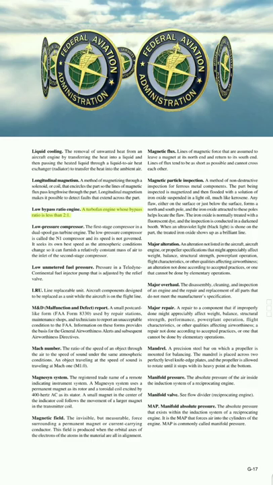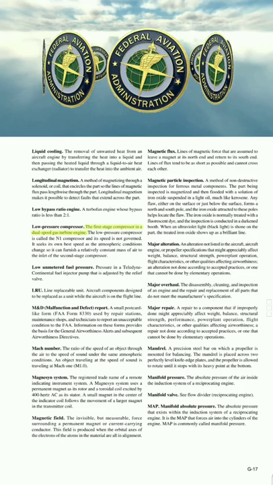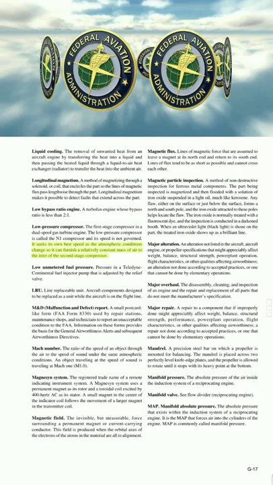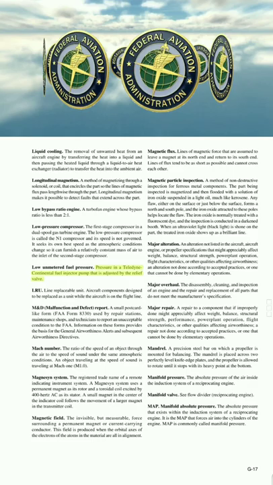Low bypass ratio engine. A turbofan engine whose bypass ratio is less than 2:1. Low pressure compressor. The first stage compressor in a dual spool gas turbine engine. The low pressure compressor is called the N1 compressor and its speed is not governed. It seeks its own best speed as the atmospheric conditions change, so it can furnish a relatively constant mass of air to the inlet of the second stage compressor. Low unmetered fuel pressure. Pressure in a Teledyne Continental fuel injector pump that is adjusted by the relief valve.